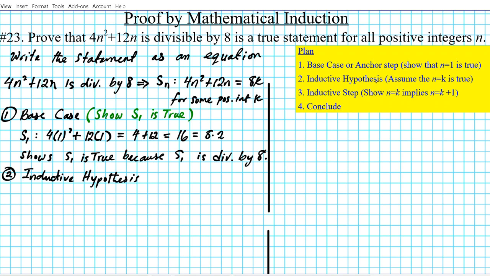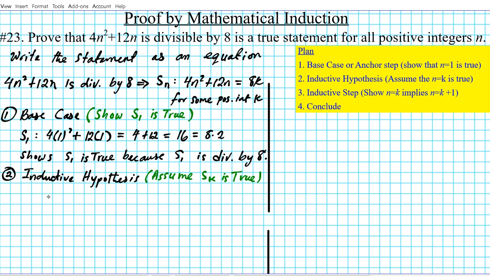In this particular case, we just assume that S sub k is true. Assume that S sub k is true. Basically, when you pick some integer k, some random integer k, and you substitute it into the statement, you end up with a true statement. Okay? All right, so let's do it.